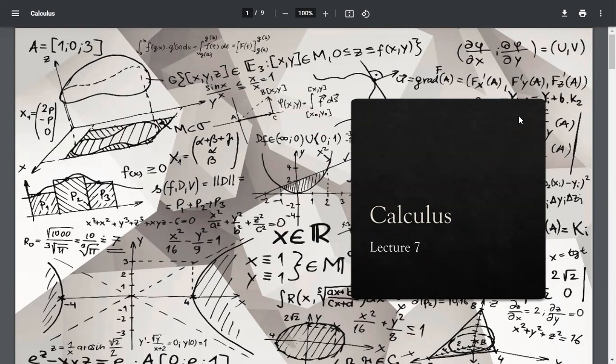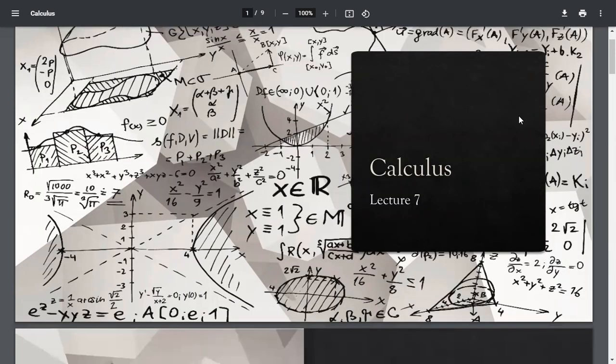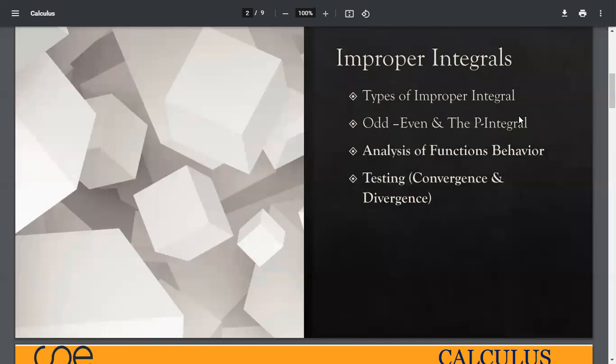In this lecture, we will be continuing the work we started in lecture 6 about improper integrals. So we talked about the different types of improper integrals, type 1 and type 2, and their uses. And we talked about the odd and even functions and how to evaluate the improper integrals or any integral on a symmetric domain of integration. And we talked about the P integral and its importance.